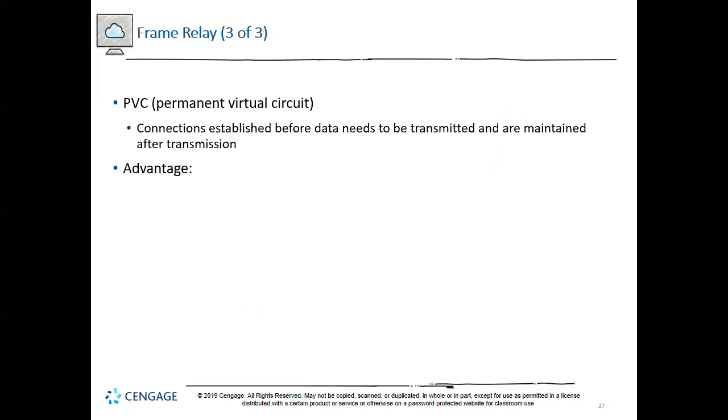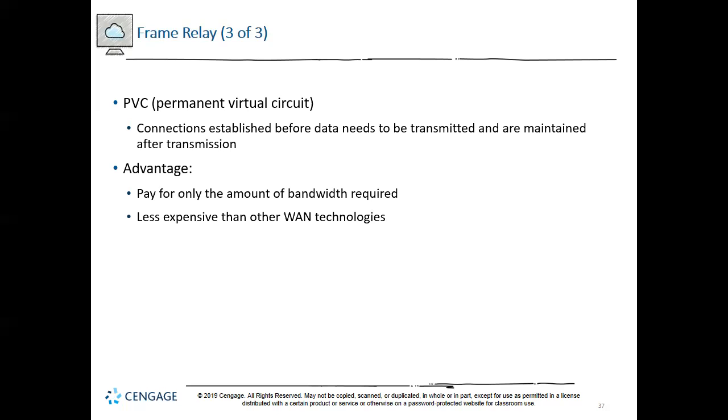So the connection is established before we start sending data. So it seems to us like we've got this connection which is permanent. It's not really. It's just set up before we send the data, and it stays there until we stop. And we pay for the amount of bandwidth that was required. It's less expensive than some others because if we go away and are not doing anything at night, we don't have to have that, it could be gone.